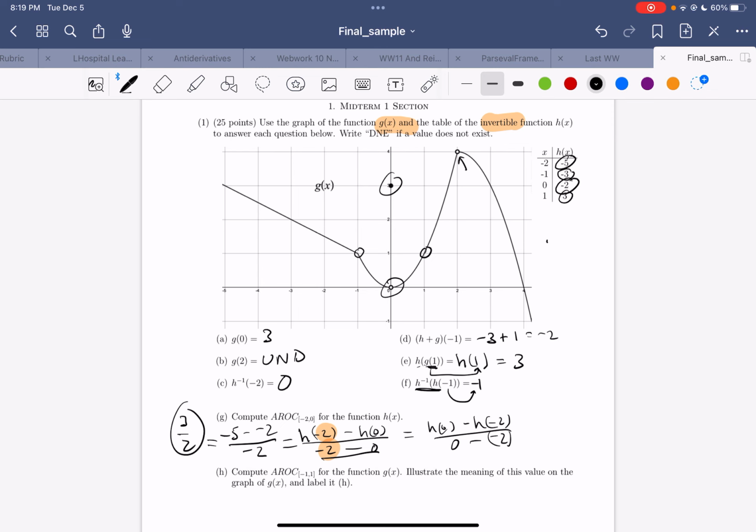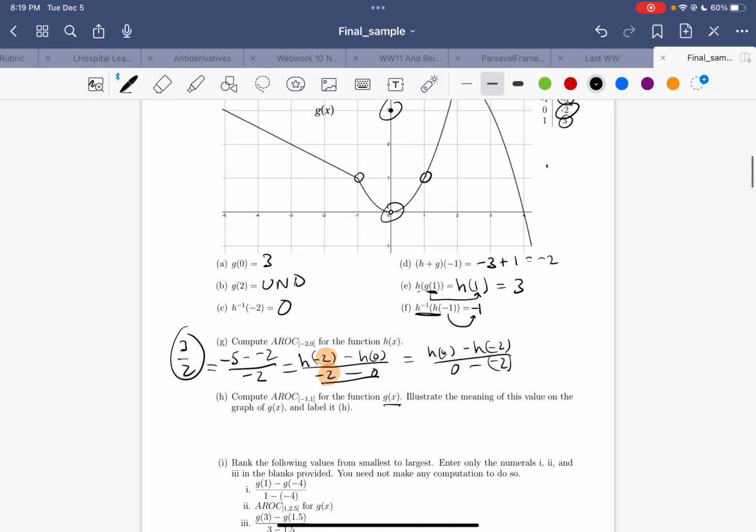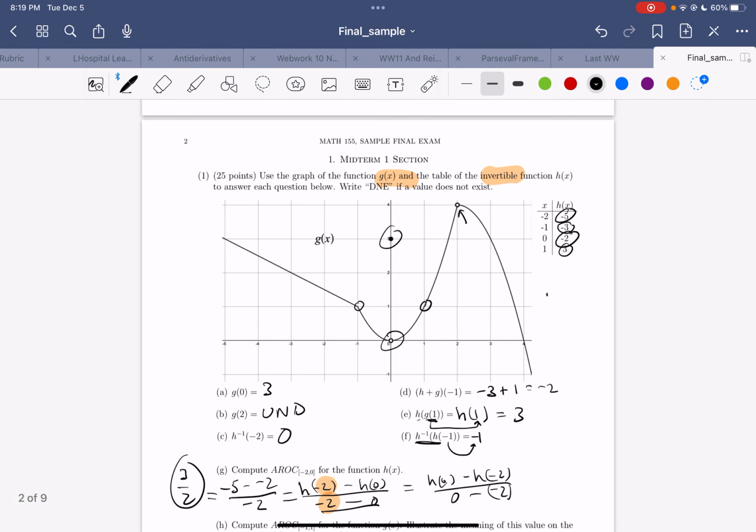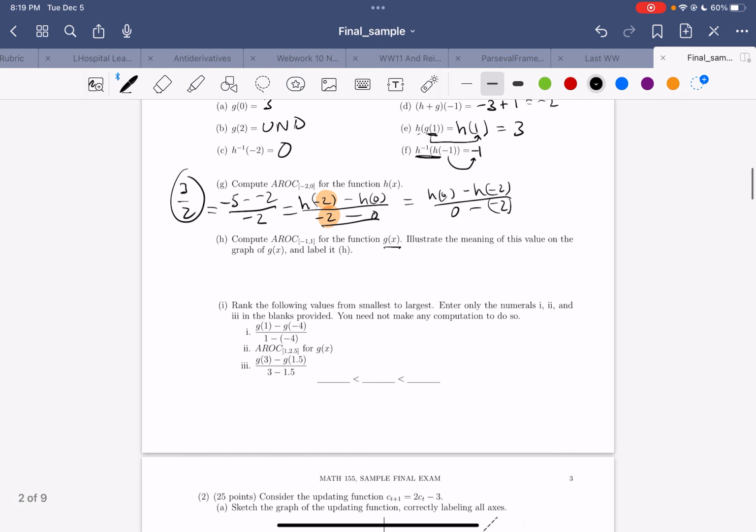Okay, fine. All right, so function g this time, minus 1 to 1. So minus 1 to 1, this line segment here is what we're interested in. We want its slope, and it's 0. So 0. Okay, illustrate the meaning of this value. Okay, compute. You have 1 minus 1 over minus 1 minus 1. That was g of negative 1, and that was g of 1. The difference in y values over the difference in x values. The y values are the same, so you get 0.